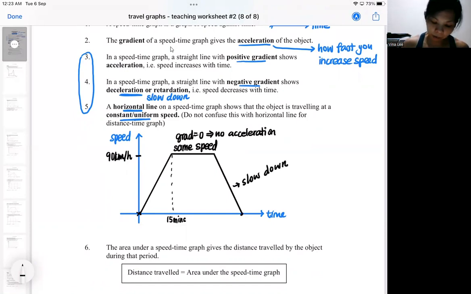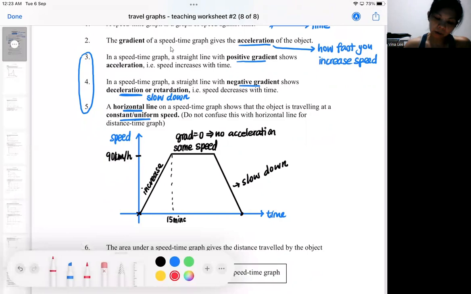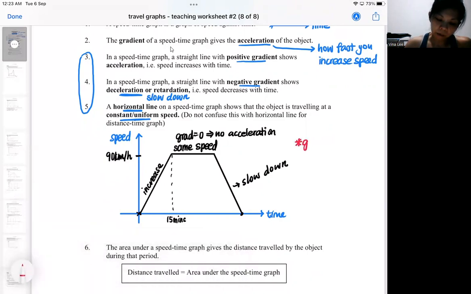Then I come to a speed of 0 again because I can't move in a traffic jam. So first I increase my speed. Then when I hit the expressway, I maintain the same speed. Then when I see there's a traffic jam in front, I stop gradually until I have no movement. Like we mentioned just now, the gradient tells you the acceleration.